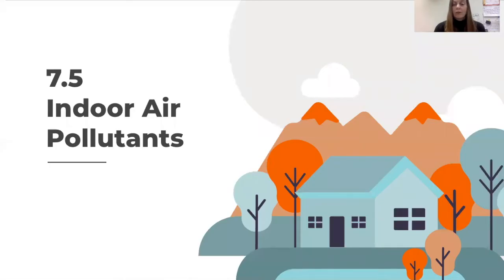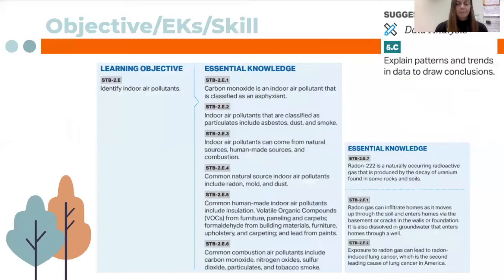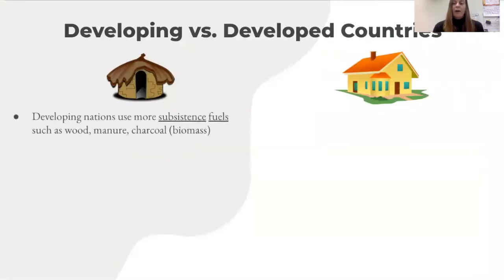So moving on to indoor air pollutants, having talked about carbon dioxide and particulate matter, we're going to talk about pollution inside our homes. So most of the time when we talk about pollutants, we are talking about outdoors, but we also want to address the impacts and sources of indoor air pollutants. Indoor air pollutants are very different in developing countries and developed countries.